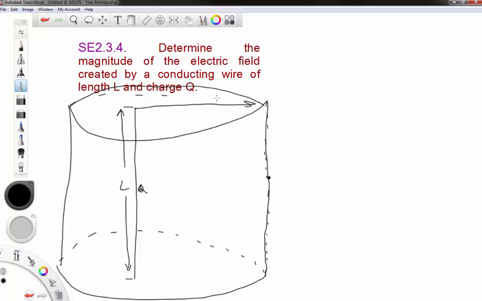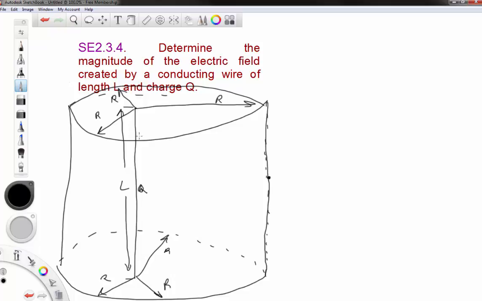So we'll say that this right here is distance r, this right here is distance r, this out here is distance r, etc. And similarly from the bottom, r, r, r.